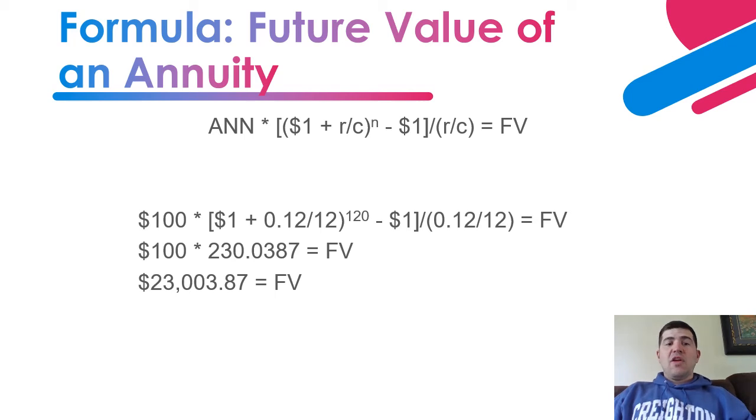So again, if you look at this, you can see that $100 annuity times the annual interest rate divided by how often it's compounded, raised to the number of compoundings, equals $23,000 as a future value. So if you save that $100 every month for 10 years at a 12% interest rate annually, at the end of 10 years, you will have $23,000, which is kind of cool.